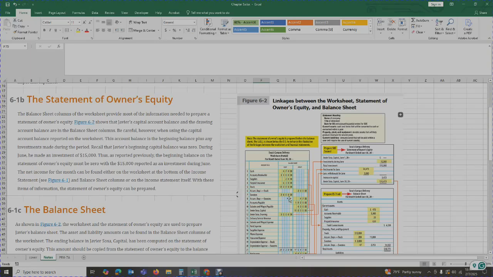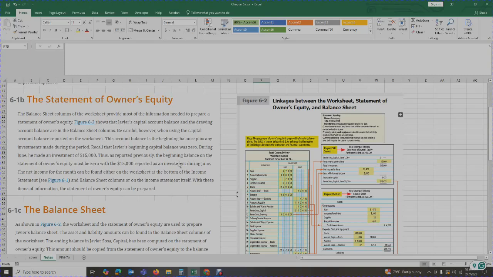Look at the capital account and see if it changed from the unadjusted to the adjusted numbers, and make sure that it hasn't changed. If it changed, that means that an investment has been made, and usually that information is provided to you in the problem. An additional investment of X dollars was made during December, January, whatever the case might be. Okay.